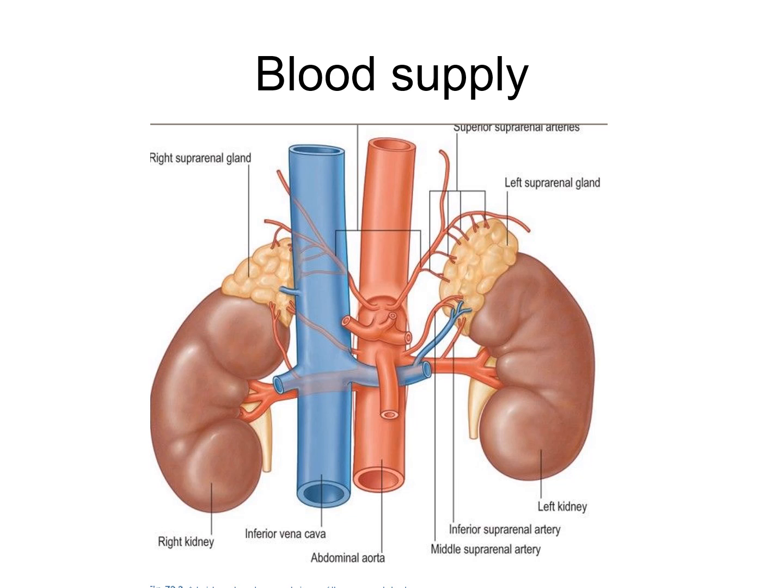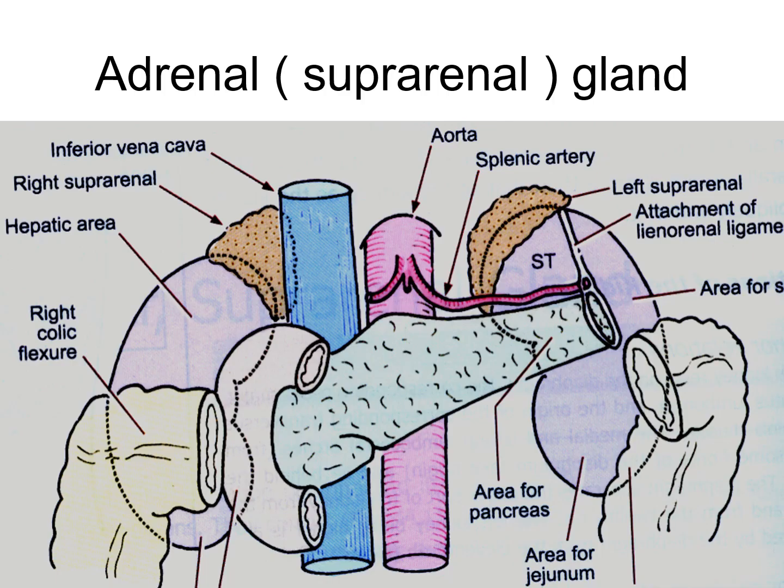So these are the arterial supplies of the suprarenal gland. Now the adrenal, or suprarenal gland's, venous supply. The venous supply corresponds to the arteries. Each gland is drained by one vein. The right suprarenal vein drains into the inferior vena cava, and the left suprarenal vein drains into the left renal vein.